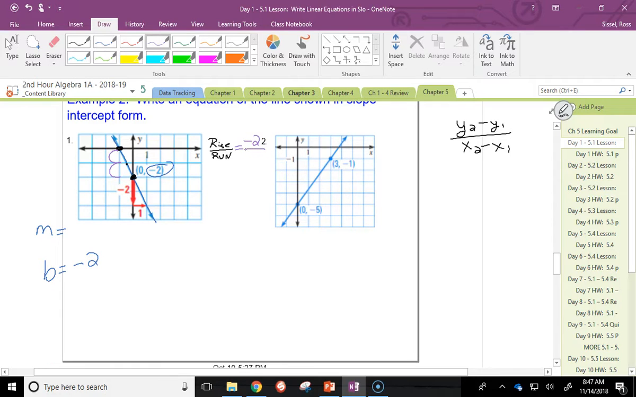Then I do my run, 1. That identified our slope. Our slope is -2 over 1, or you can just say it's -2.